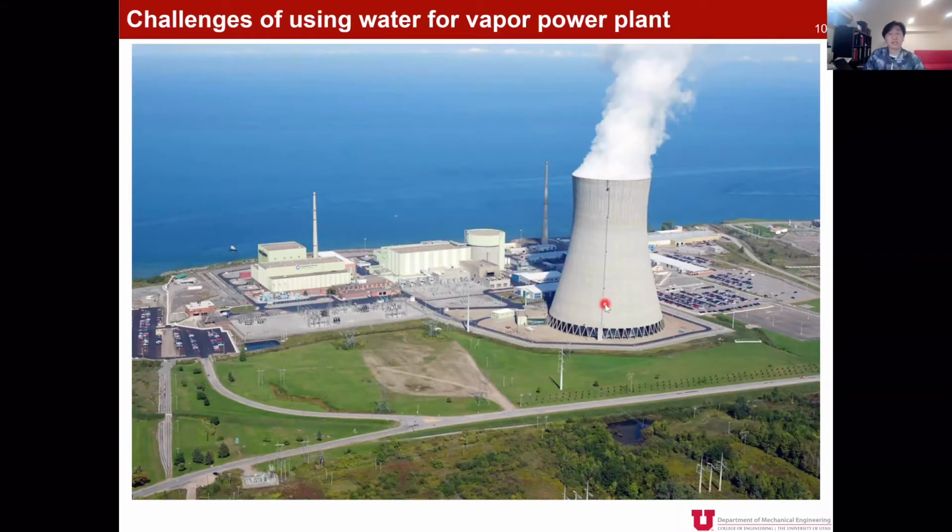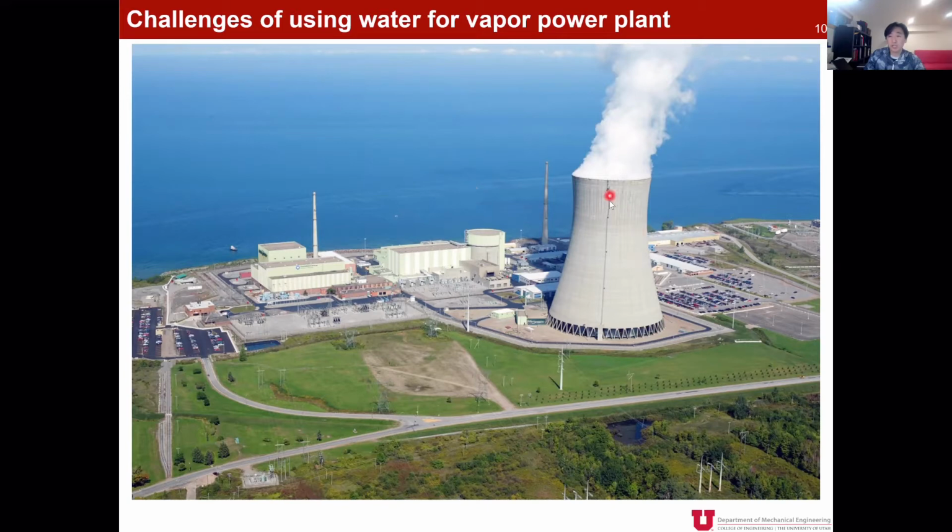Now, in this slide, you are looking at a really large-scale steam power plant. By looking at the size of the small cars, you can appreciate how big this power plant is. Usually this kind of power plant is located nearby a water source, like a lake, as you see here, because we need a lot of water.